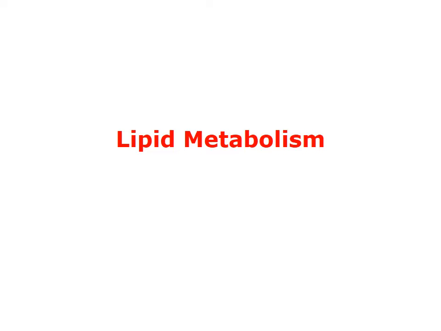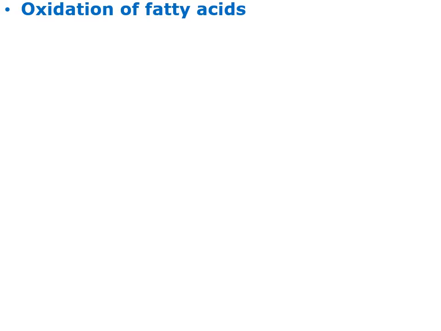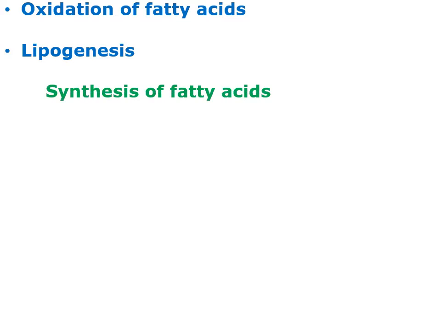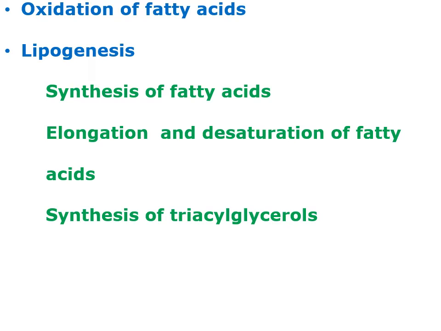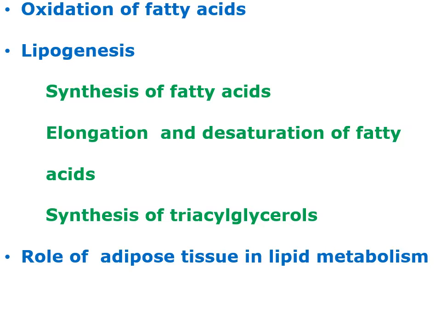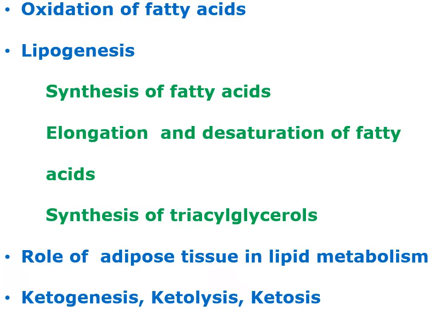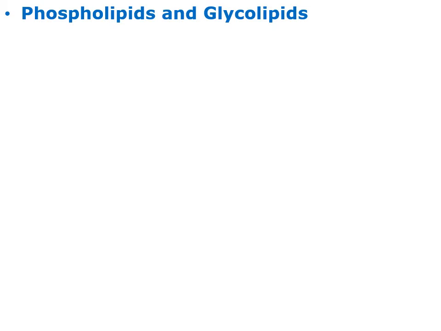First and foremost, we are going to see the oxidation of fatty acids, and how fatty acids are synthesized, that is lipogenesis. Under that synthesis of fatty acid, how it is elongated and desaturated, how synthesis of triacylglycerol takes place, and what is the role of adipose tissue in lipid metabolism. So what is ketogenesis, what is ketolysis, and what is ketosis. Then we are going to study briefly about phospholipids and glycolipids.